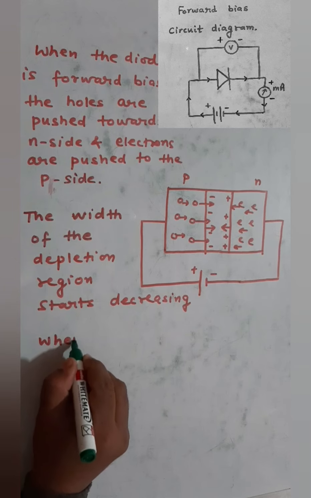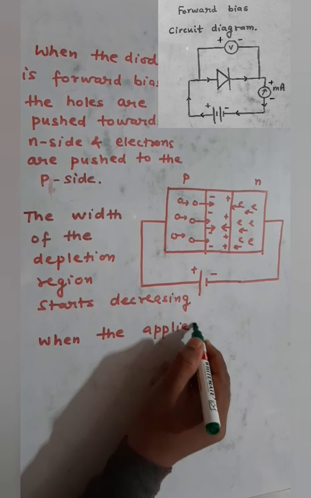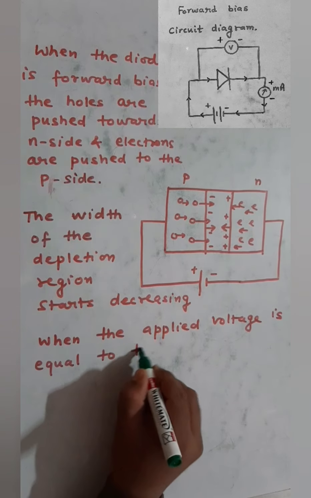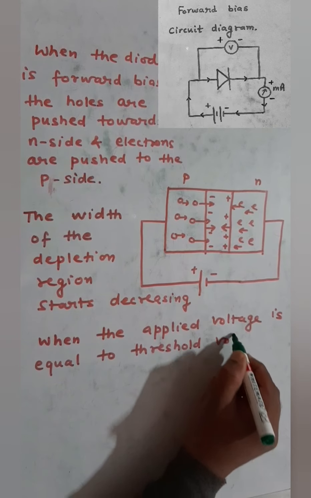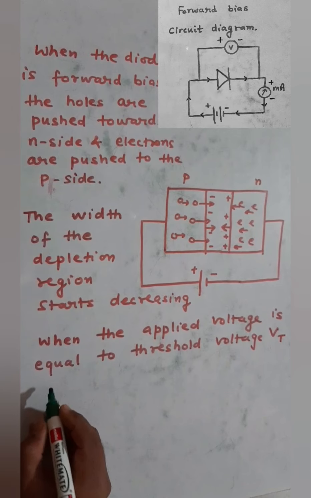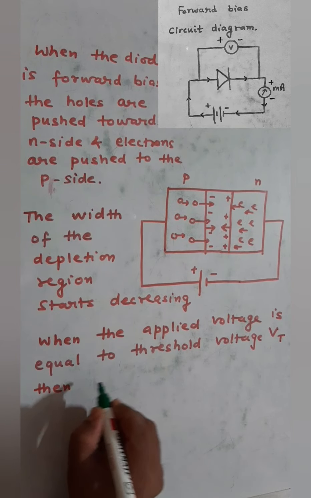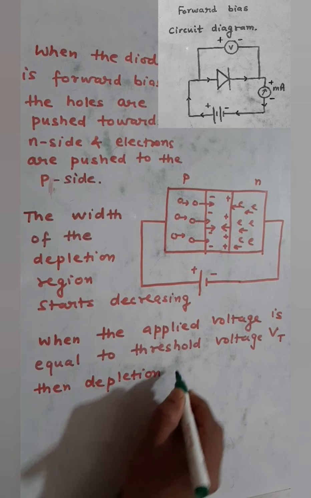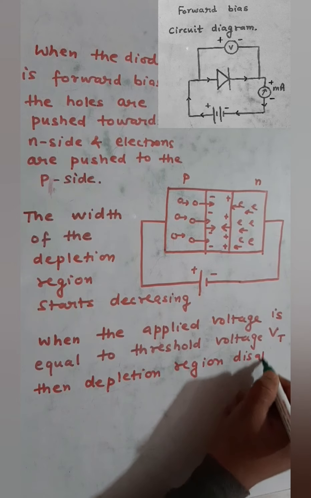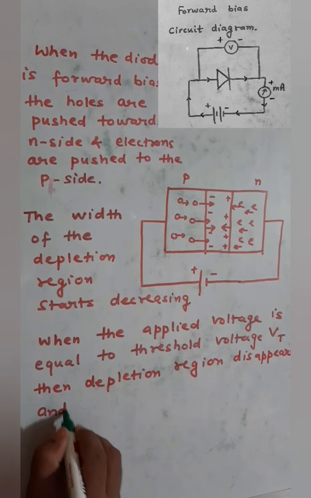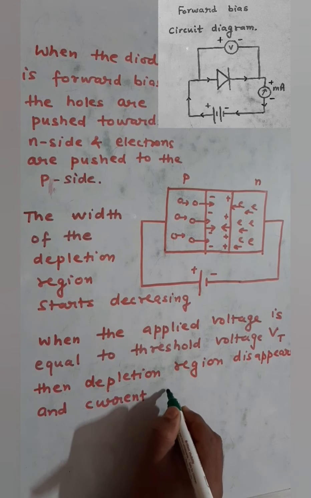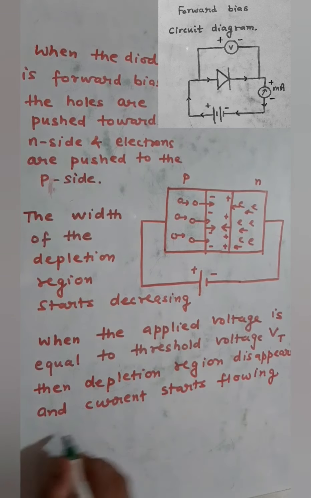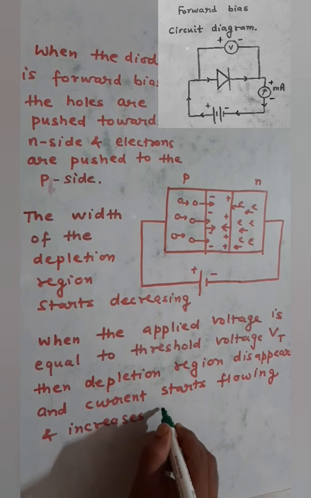Okay, so when the applied voltage is equal to the threshold voltage Vt, then the depletion region disappears, and current starts flowing and increases rapidly.